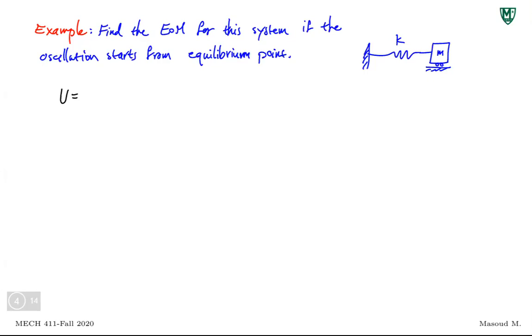So what is doing the work? Because there is no delta h, right? So it's 0. It is 1 over 2 kx squared. That's all we have for potential energy. How about the kinetic energy? What do we have here?